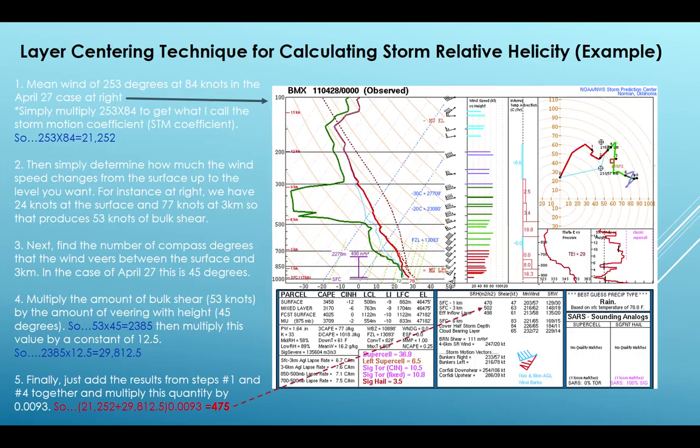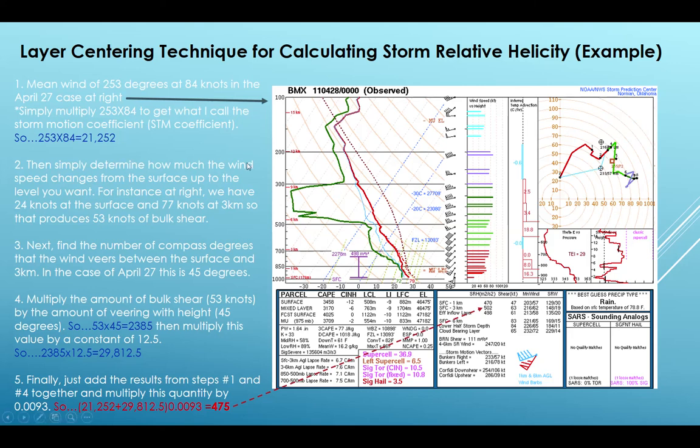So here we're going to do an example of the layer centering technique. Number one, the mean wind of 253 degrees was observed at 84 knots in the April 27th case at Wright. Again, this is from using the layer centering technique that we discussed earlier, and now you know how to apply that. Simply multiply 253 by 84 to get what I call the storm motion coefficient. So 253 times 84 equals 21,252.